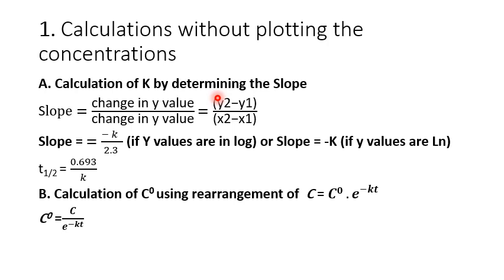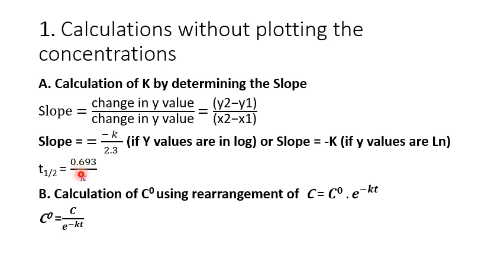And then in this case, we can just calculate the slope, the elimination rate constant, since the slope equals minus k over 2.3. And also then we can calculate the elimination half-life, which is 0.693 over the elimination rate constant.